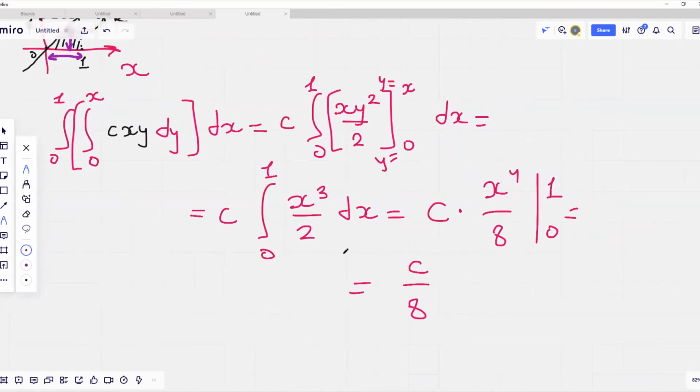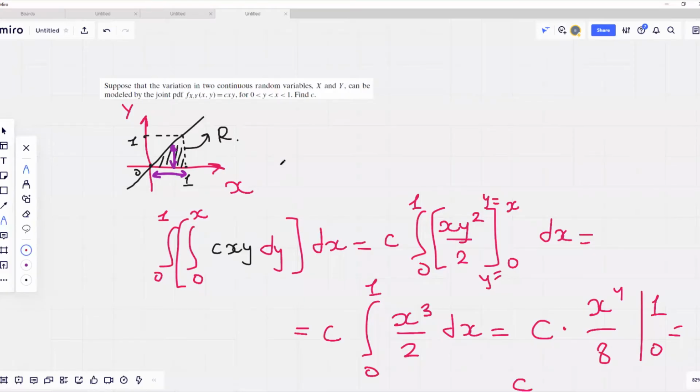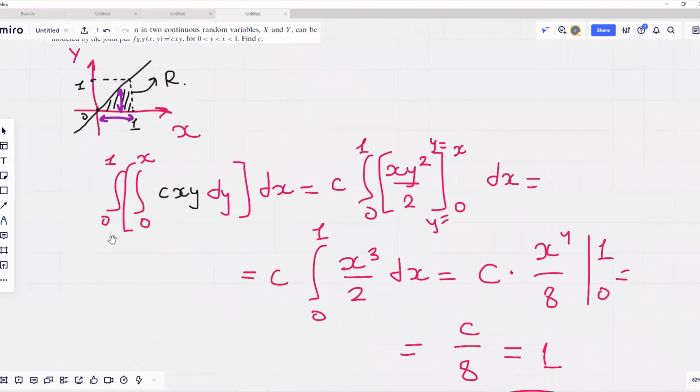And our volume under our PDF should be equal to 1. So this value should be equal to 1. So the answer is c should be equal to 8 for this f of x y to be a valid PDF. The second condition is that our PDF should be non-negative, and it's going to be non-negative for positive values of c, and our c is equal to 8.